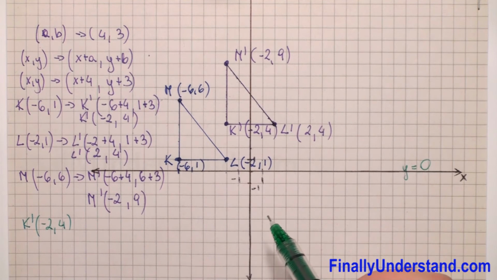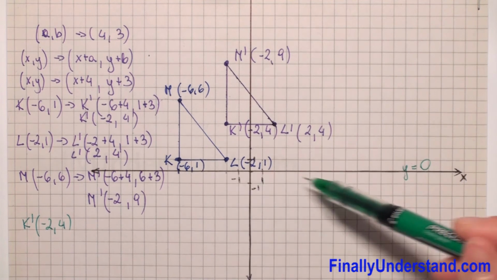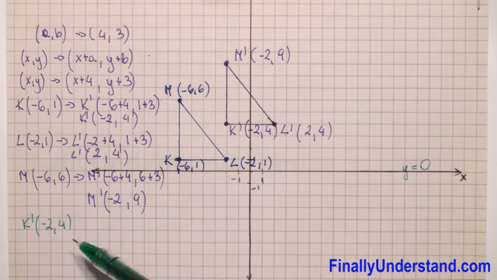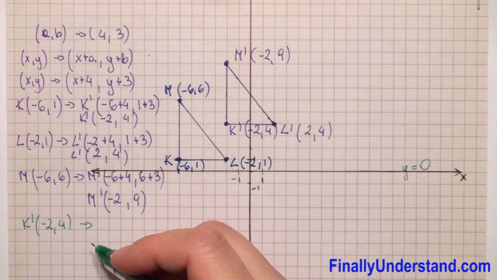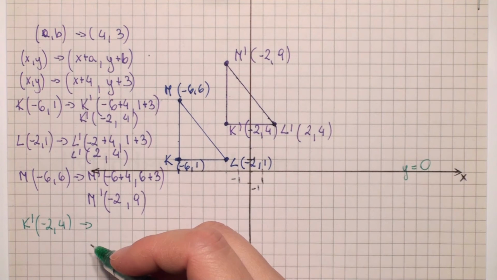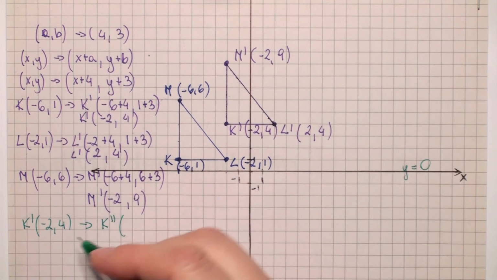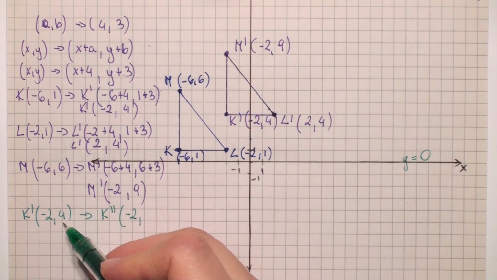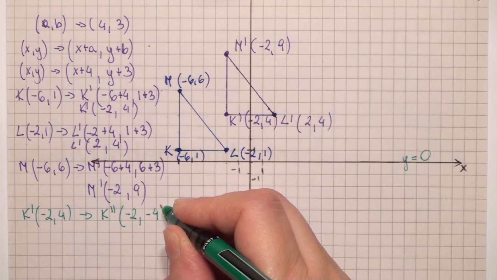Like I said, when we have to reflect our figure about the x-axis, because y equals 0 is the x-axis, then the first coordinate stays the same, and the second, the y, changes. So we have to multiply the y coordinate by -1. So K double prime will be: first coordinate stays the same, so it's -2, and the second we have to multiply by -1, so 4 times -1 is -4.